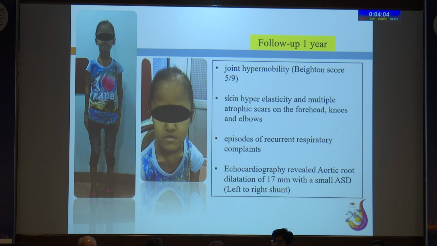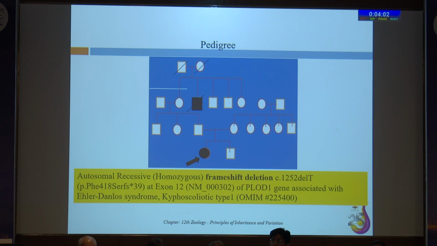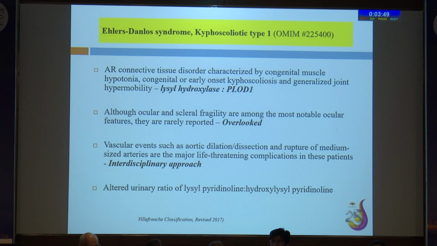Echocardiography revealed an aortic root dilatation of 17 millimeters. As you can see from the pedigree, it was consistent with autosomal recessive inheritance, and there was a frameshift deletion at exon 12 of the PLOD1 gene, which encodes for lysyl hydroxylase. So Ehlers-Danlos syndrome, kyphoscoliotic type 1, was detected. Ocular and scleral fragility are the most notable features of this disease, but they are rarely reported or are overlooked during routine examination. The most life-threatening complication in these children is aortic root dilatation or dissection.